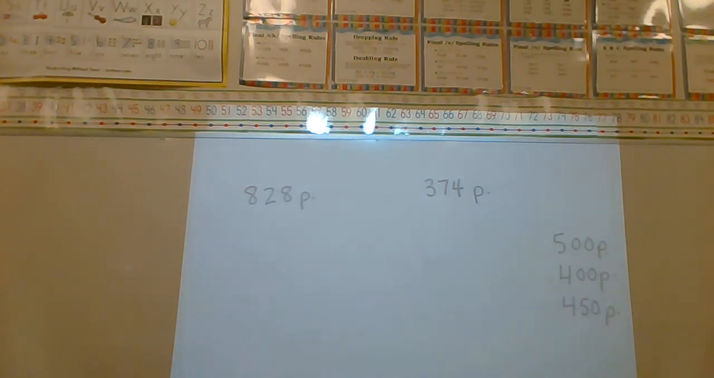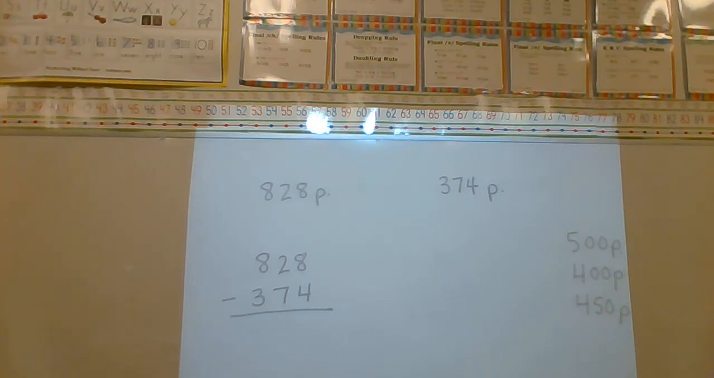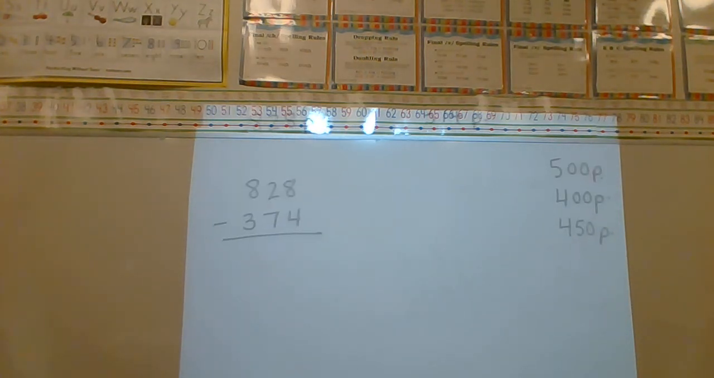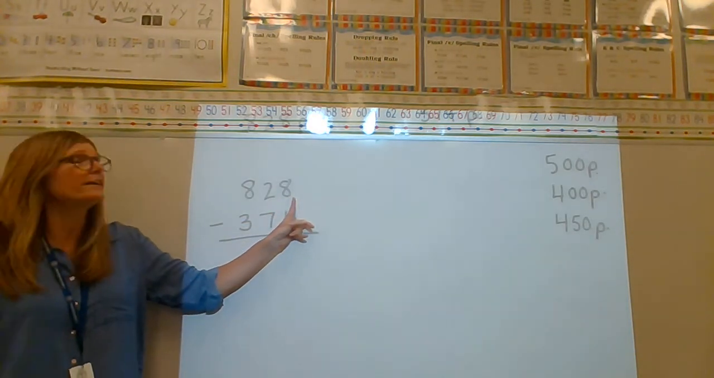Let's find out. Let's turn it vertical, find a place, and go 828 pennies minus 374 pennies. All right, everybody have it written down? Find a spot. Write it down. All right, now say it with me. Always subtract your ones first.